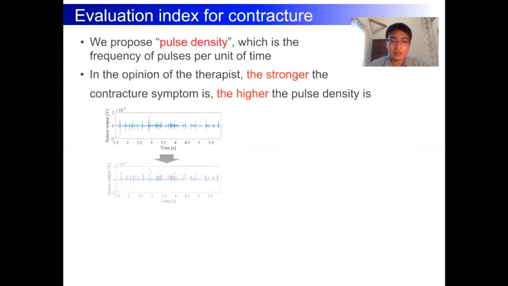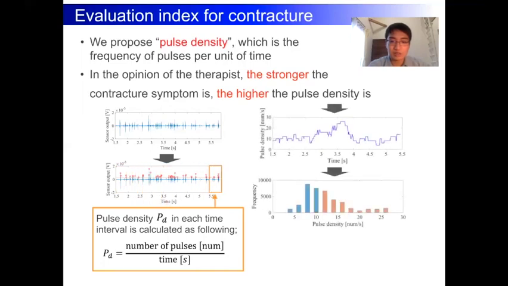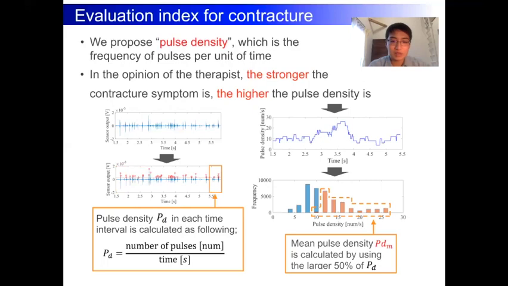First, the pulse detection is done from the sensor output. Next, we prepare the travel time interval and calculate the pulse density for each of them. Then, the pulse density is accumulated, and from the larger 50% of them, we calculate the mean pulse density and use it as a measure of contracture.